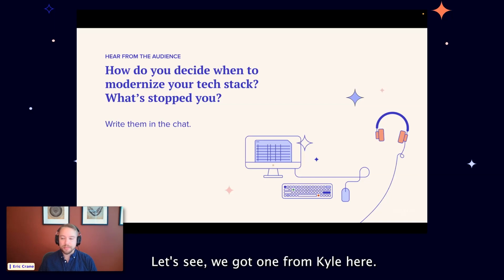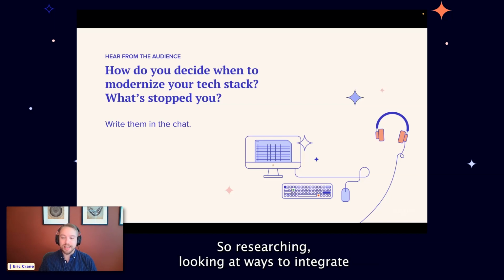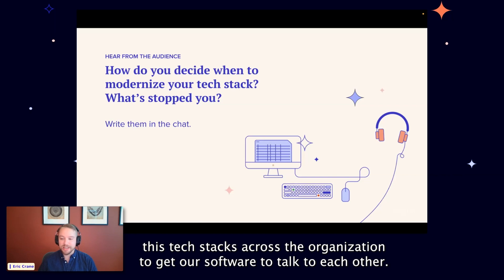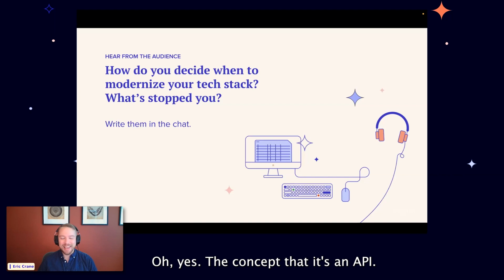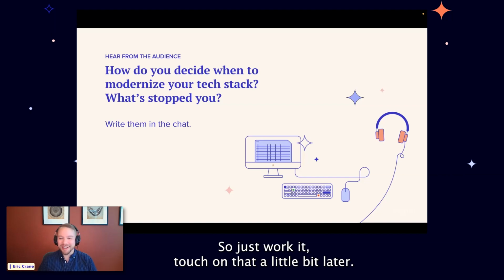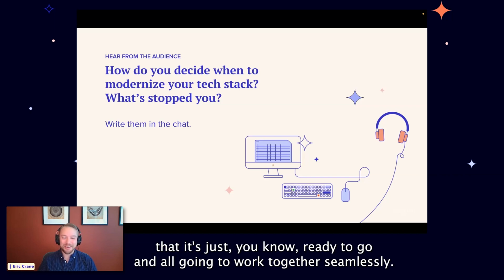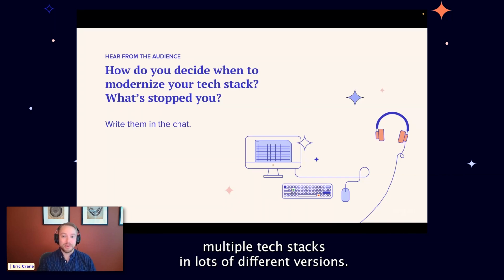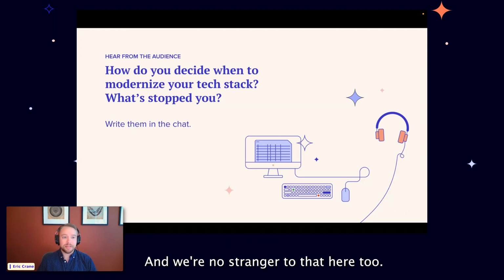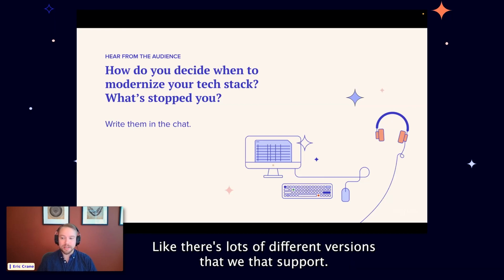Let's see, we got one from Kyle here. We're still researching, looking at ways to integrate disparate tech stacks across our organization to get our software to talk to each other. Oh yes, the constant, it's an API, so it'll just work. I touched on that a little bit later, but that doesn't mean that it's just ready to go and all going to work together seamlessly. So you can also create a lot of inefficiency with having multiple tech stacks in lots of different versions. And we're no stranger to that here too. There's lots of different versions that we need to support.